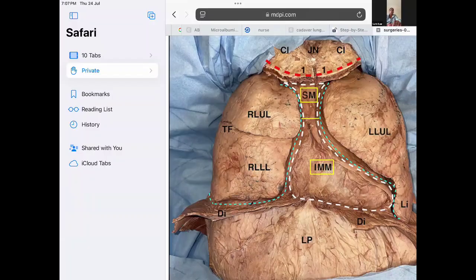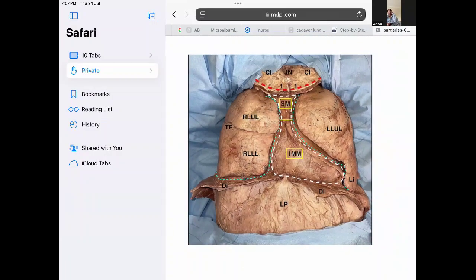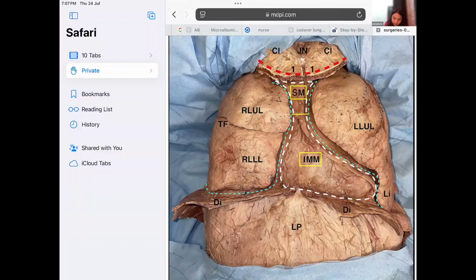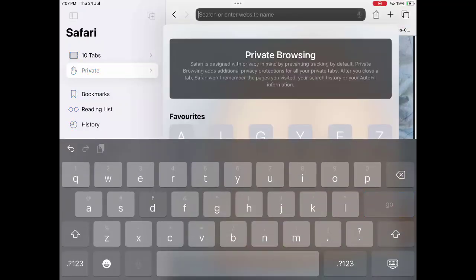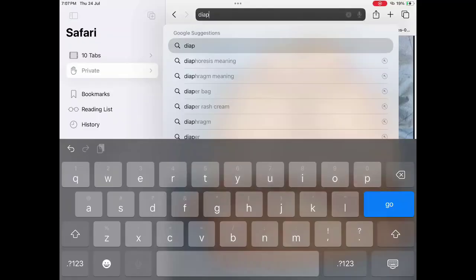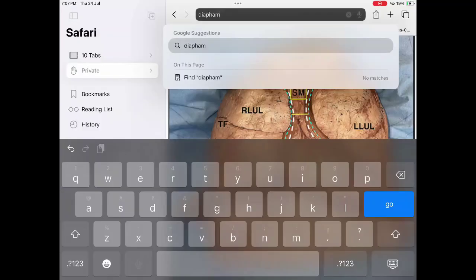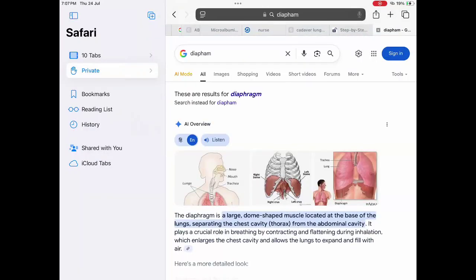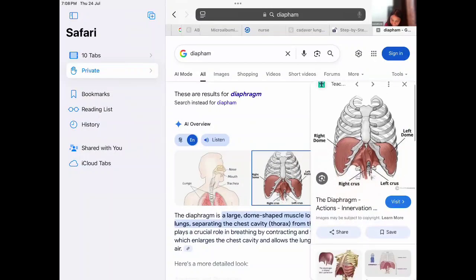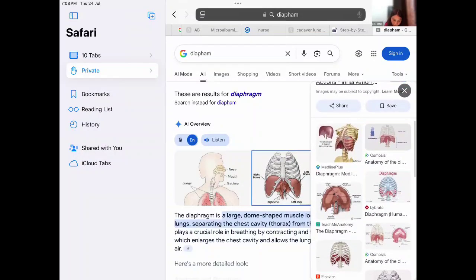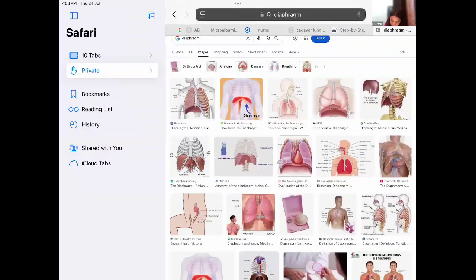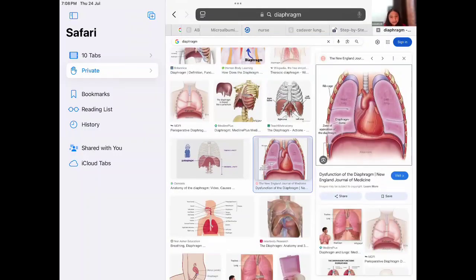Let me show you a better diagram. Can you see this? The same thing I showed you on a cadaver, and this is the animated diagram, so it is more clear.